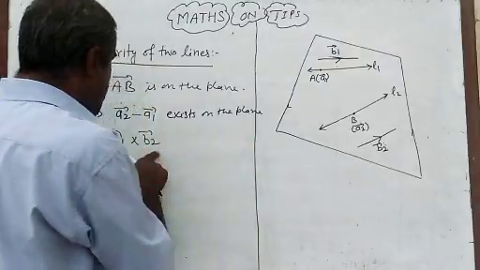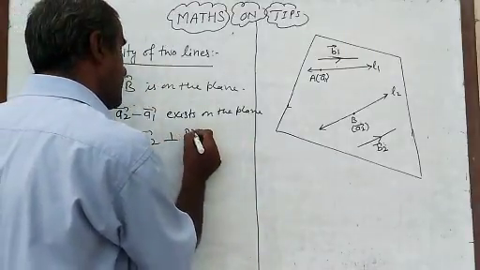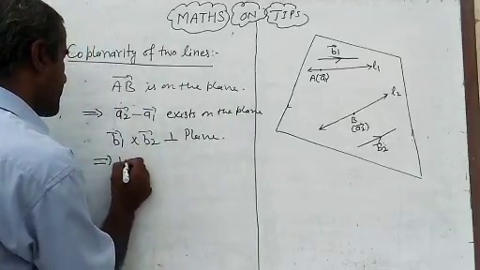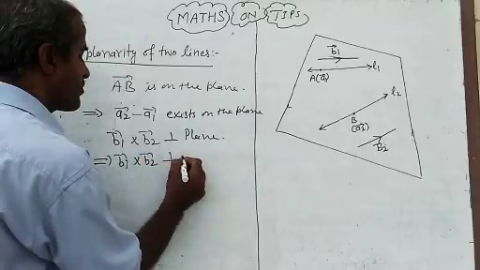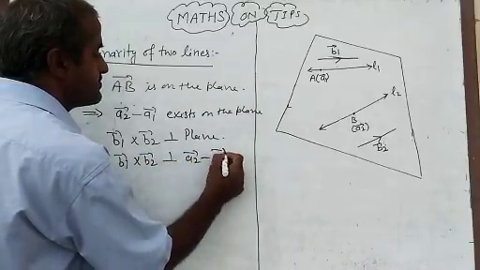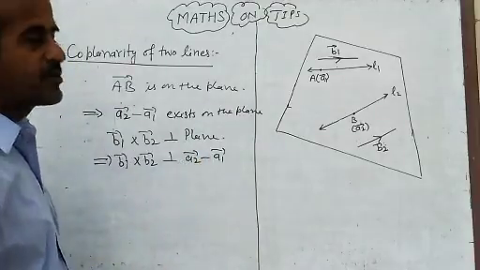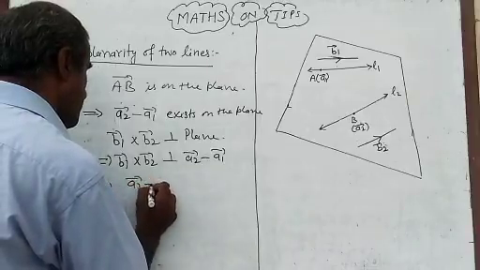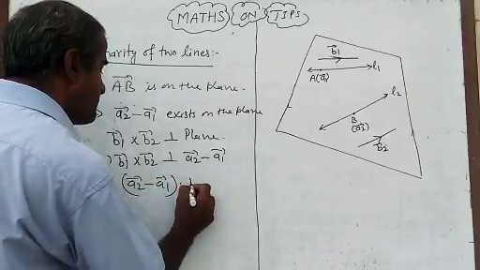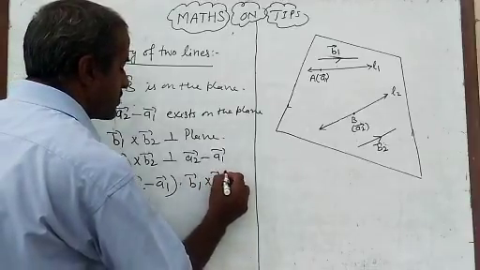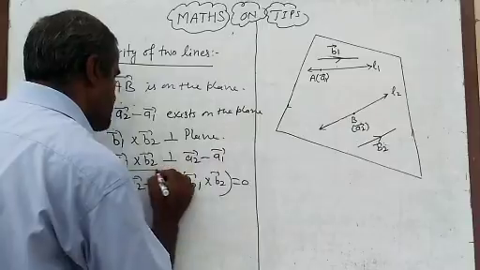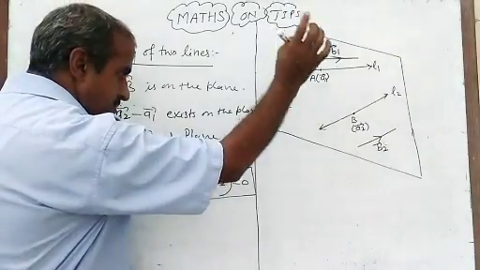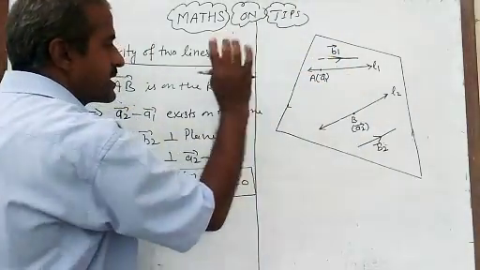If so, then B1 cross B2 is perpendicular to plane. And if it is perpendicular to plane, then this implies B1 cross B2 is perpendicular to A2 minus A1. And if two vectors are perpendicular, then their dot product is 0. Then this implies A2 minus A1 dot B1 cross B2 is equal to 0. This is the condition of coplanarity of two lines passing through A1, A2 and parallel vectors are B1 and B2.